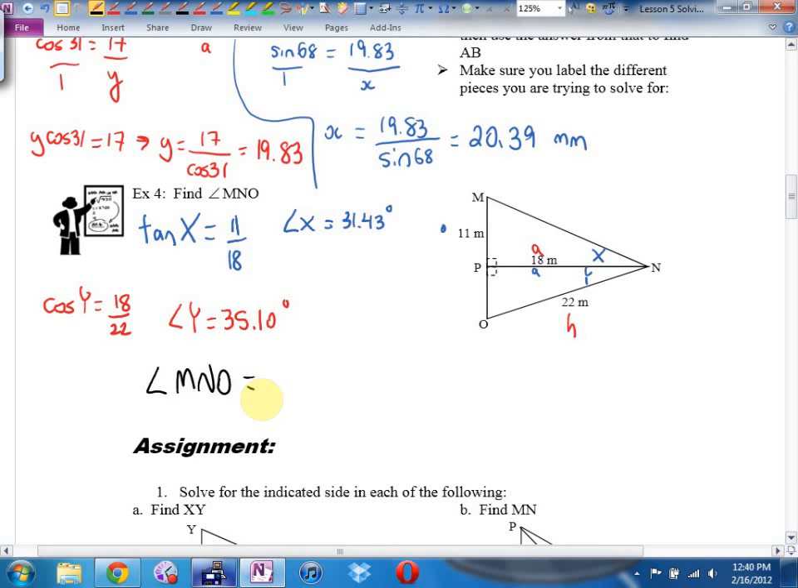What am I going to do? Add them up. 31.43 plus 35.10. I think I can do this in my head. 31 and 35 is 66.53 degrees. Okay.